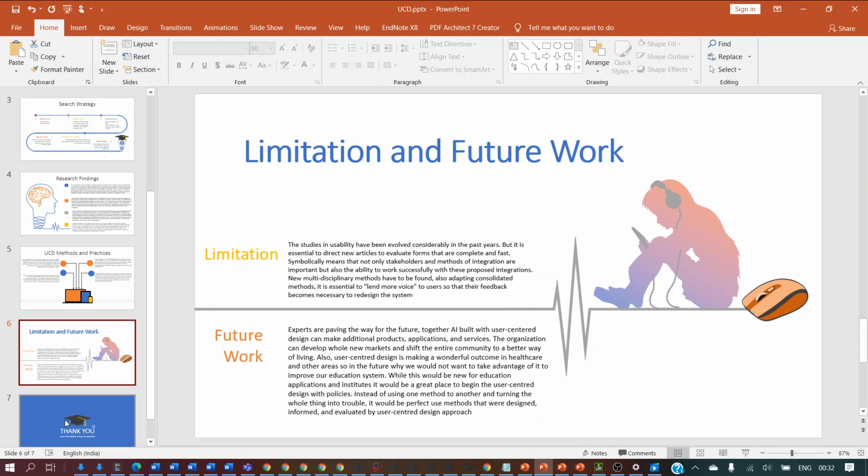So I conclude by saying that instead of using one method after another and turning the whole thing into trouble and a mess, it would be perfect to use methods that were designed, informed, and evaluated by the user-centered design approach.